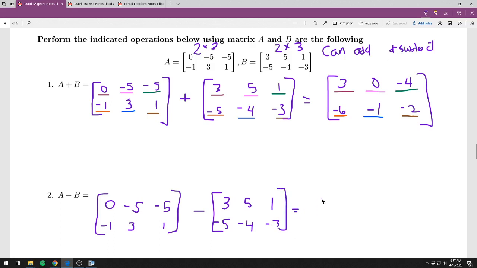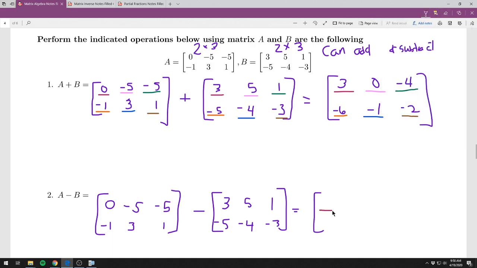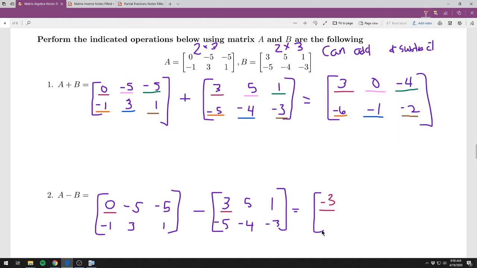And simply put, if we want to compute this, we do the same thing with addition, but subtraction. Okay, so in this first entry, I'll just color code it the same way as before to emphasize it's the same. 0 minus 3 is -3. It doesn't matter the order you do it in. If I go down to the second row next, -1 minus -5, -1 plus 5 is 4.